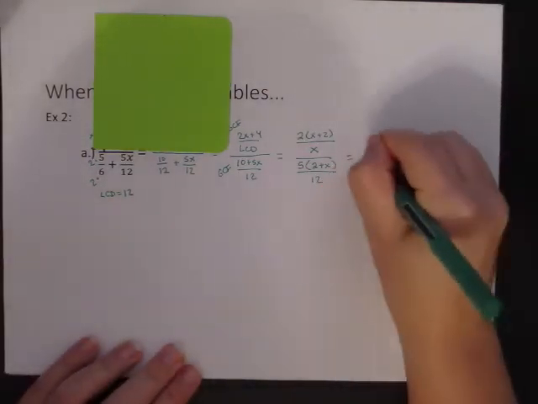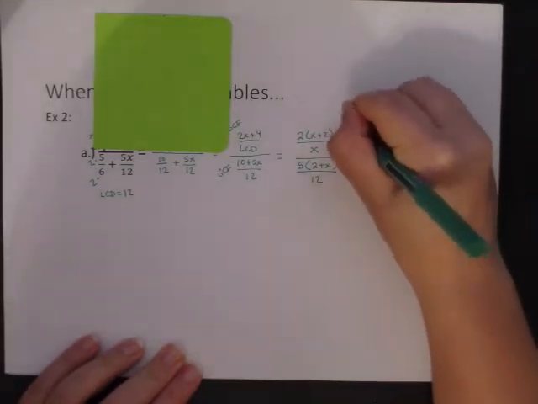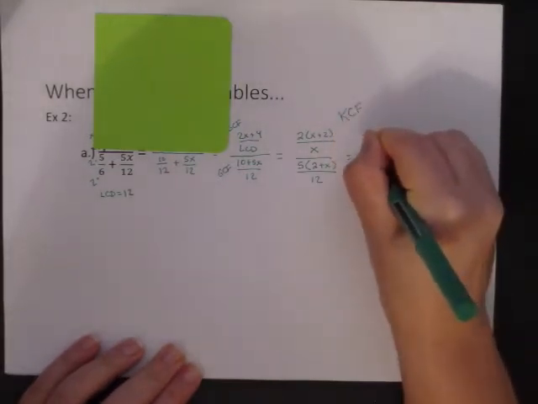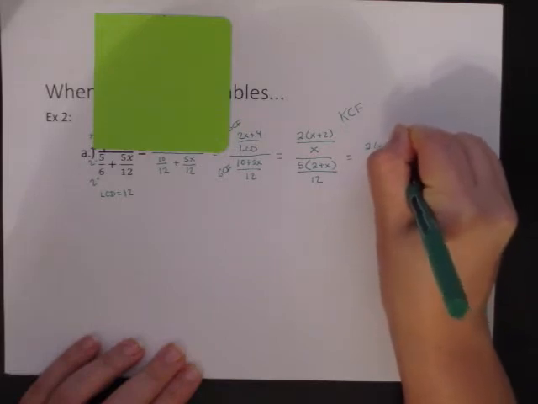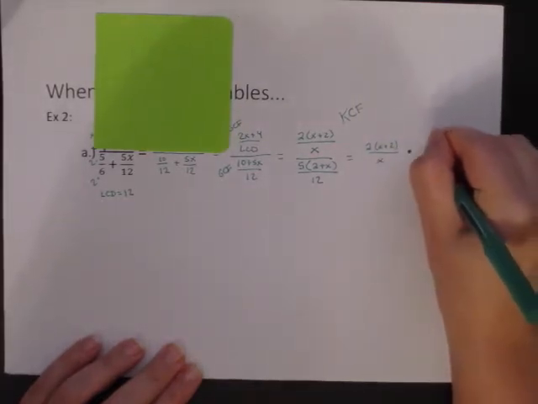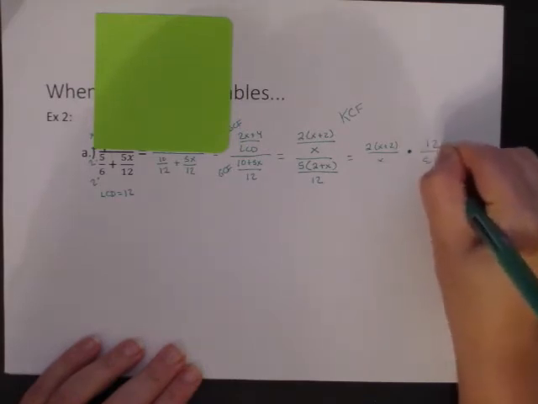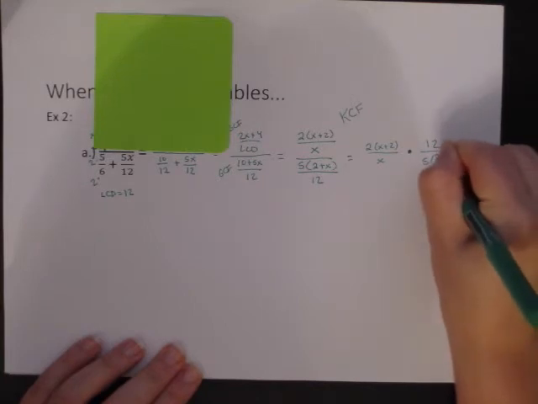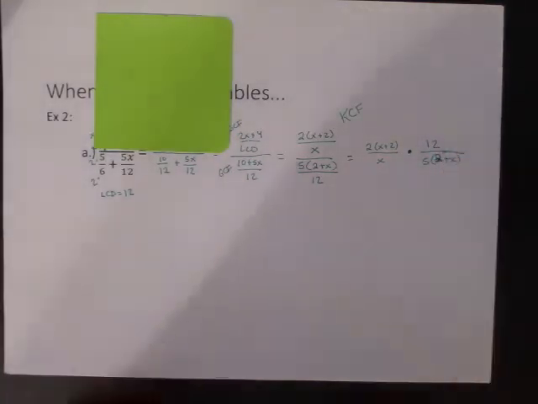Now I get to do step 3. So for step 3, this is where I keep, change, flip. So I keep the x plus 2 over x, change from division to multiplication, and I flip it, so this would be 12 over 5 times 2 plus x. Alright? So now we're going to look to see if we can cross cancel.